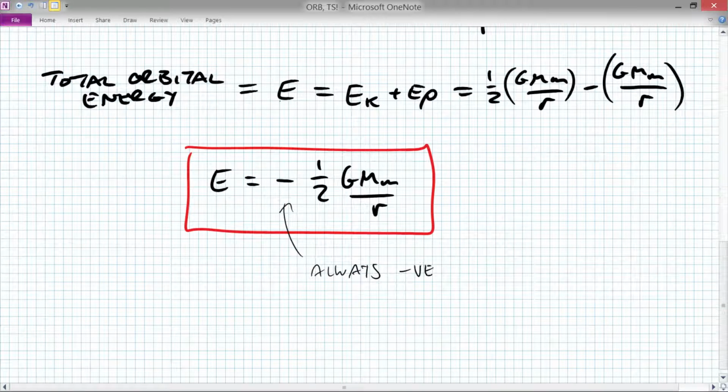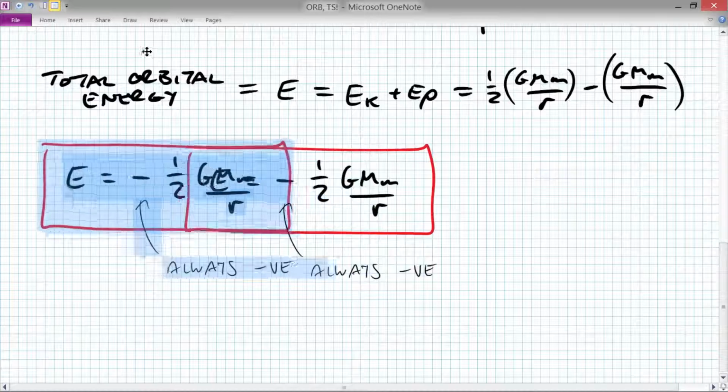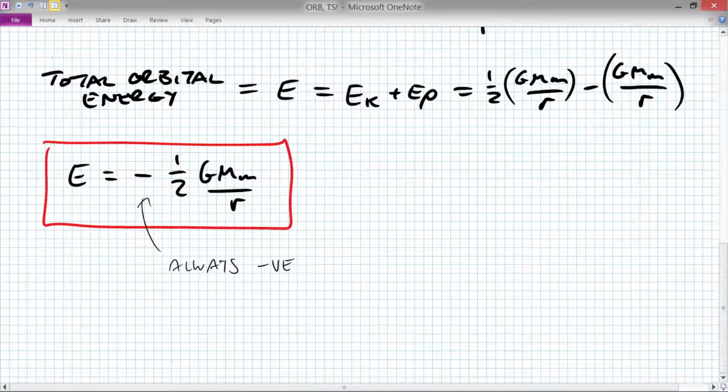And you shouldn't be surprised by that. Why shouldn't you be surprised? Well, again, it comes down to this idea that I'm going to have to escape. So I need to leave. If I want to leave the gravitational influence of this planet, I'm going to have to put in some energy to escape it. So it's always negative. My total energy depends on R. It also depends on the product of the masses, which we shouldn't be surprised by.